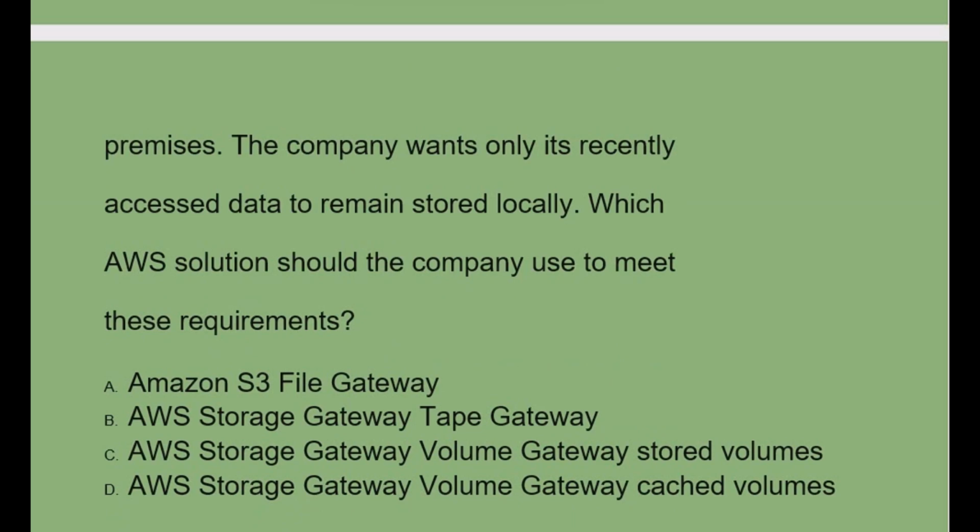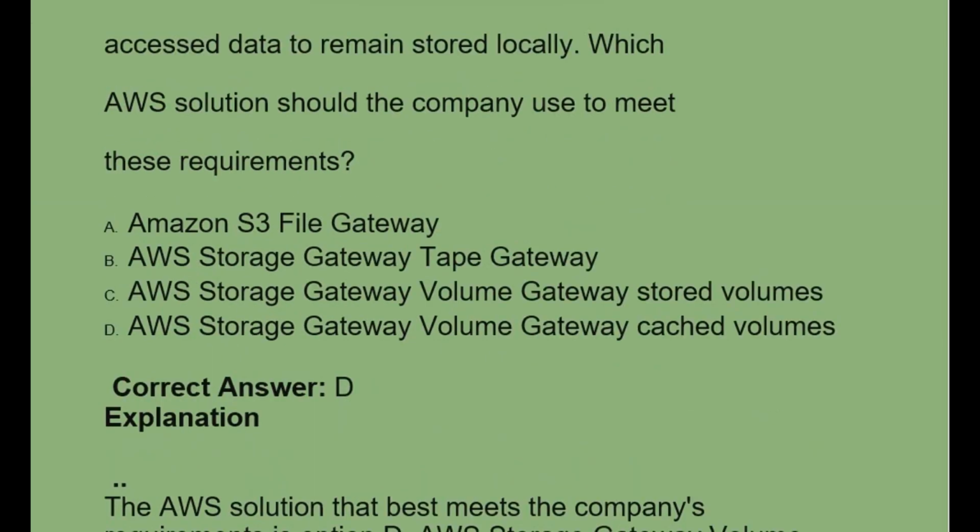Option A, Amazon S3 File Gateway. Option B, AWS Storage Gateway Tape Gateway. Option C, AWS Storage Gateway Volume Gateway Stored Volumes. Option D, AWS Storage Gateway Volume Gateway Cached Volumes. Correct answer is option D.